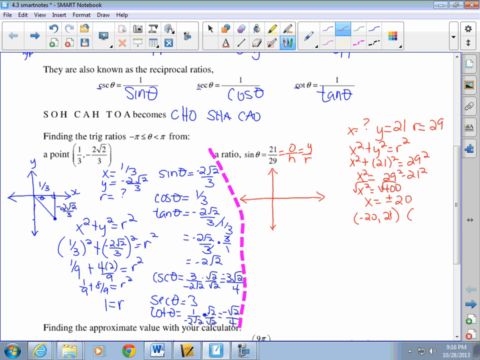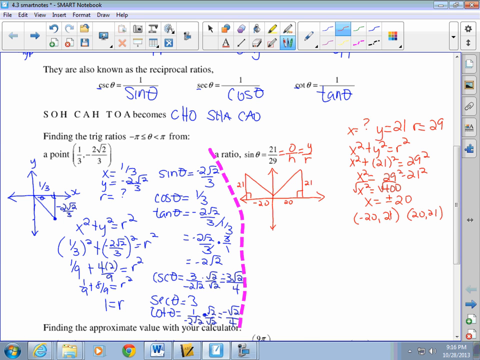Or it could be at positive 20, 21. So negative 20, 21 would look something like that. That's a positive, so this would be 20, this would be 21. Or it could be going this way at negative 20 and 21. So I have two possibilities. So that means that when I do this, I'm going to have two sets of values for each trig function.